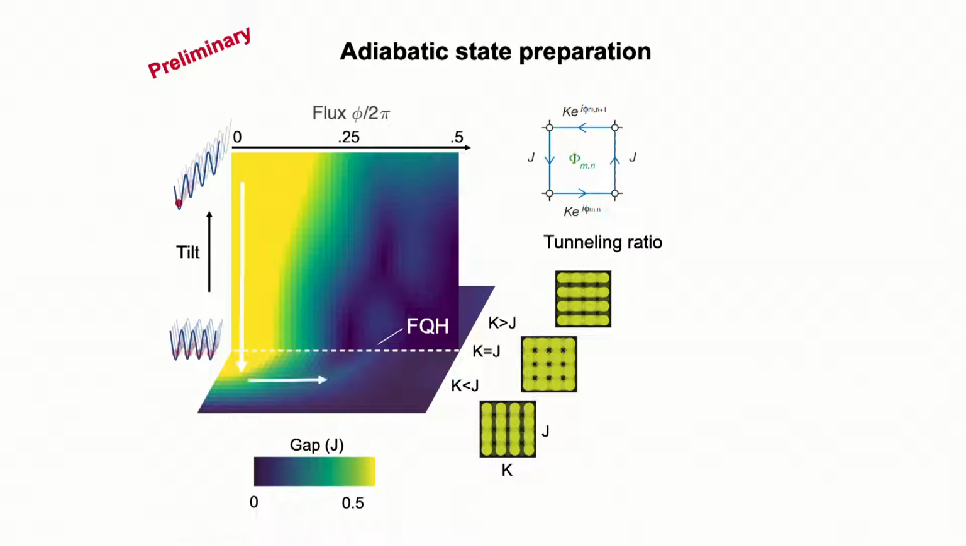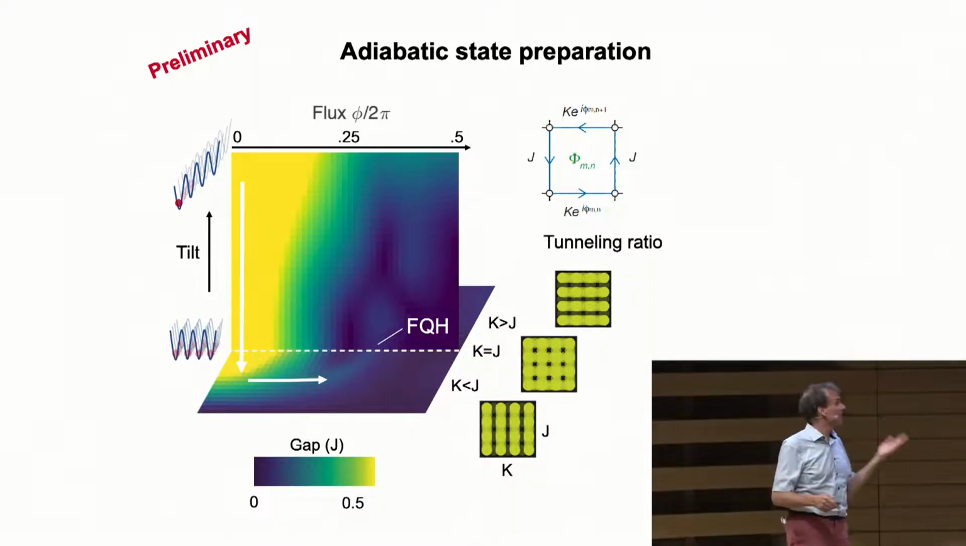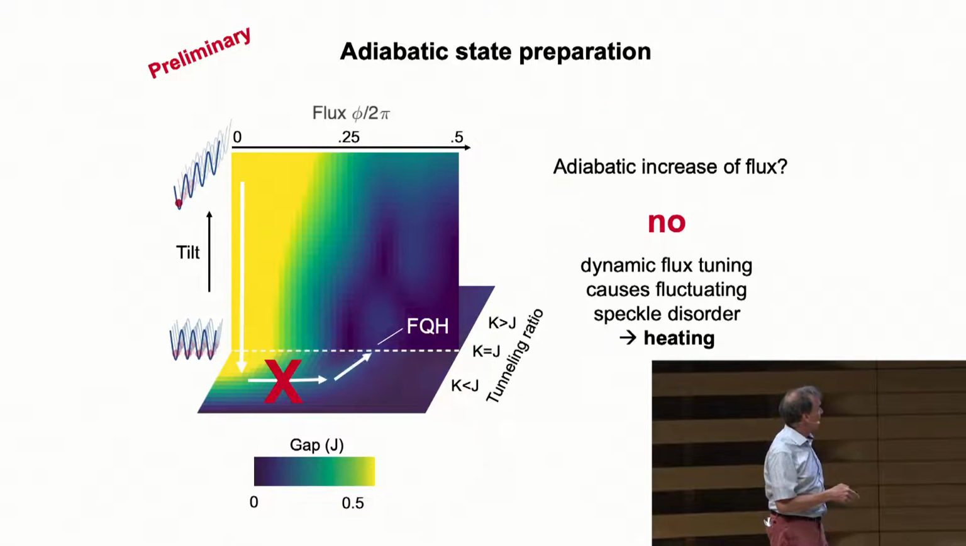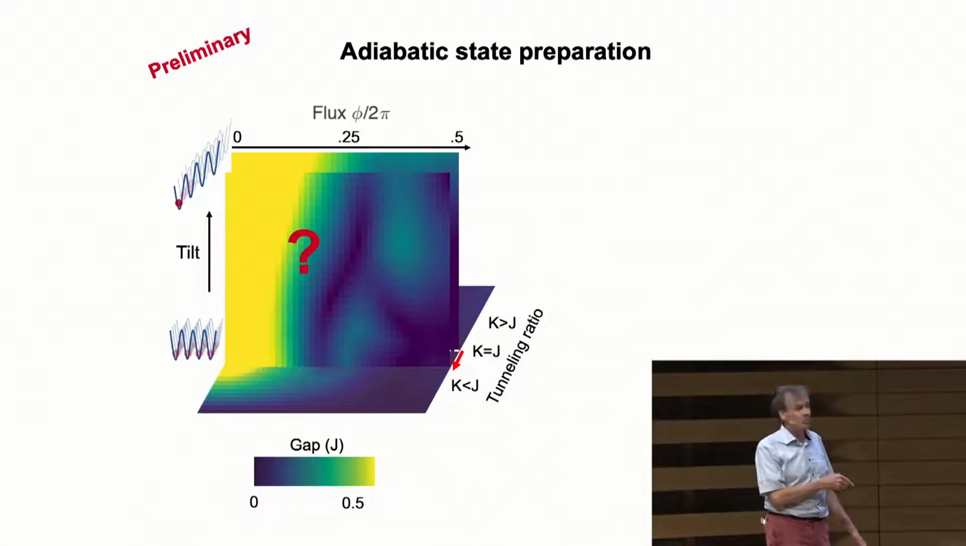So could we go here? This would be nice, but unfortunately, if you tune our flux dynamically, that leads to some heating, so that also did not work particularly well. Are there other kinds of bridges? If you tune it this way, now it gets even worse. Here, the gap closing gets even more severe.